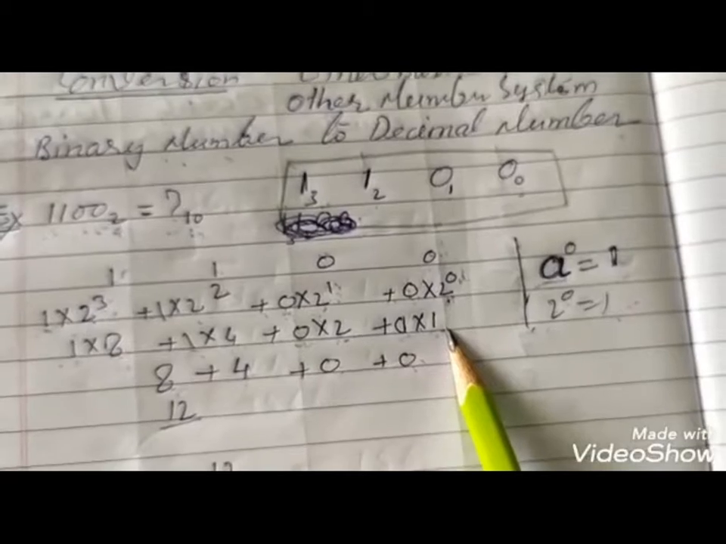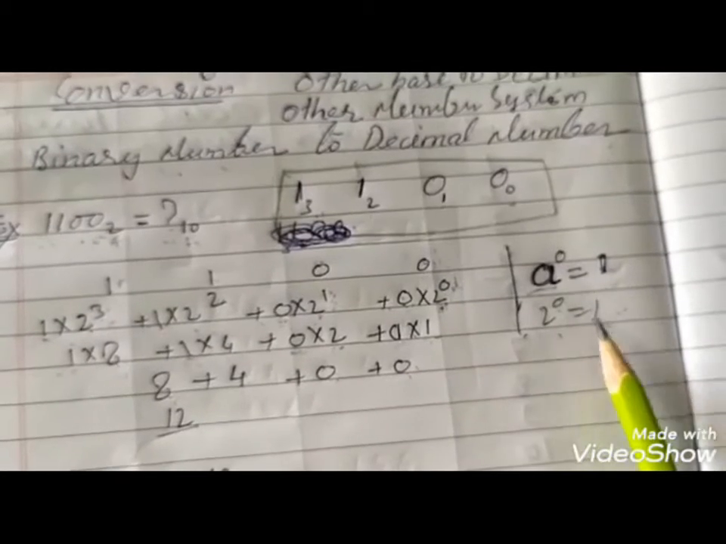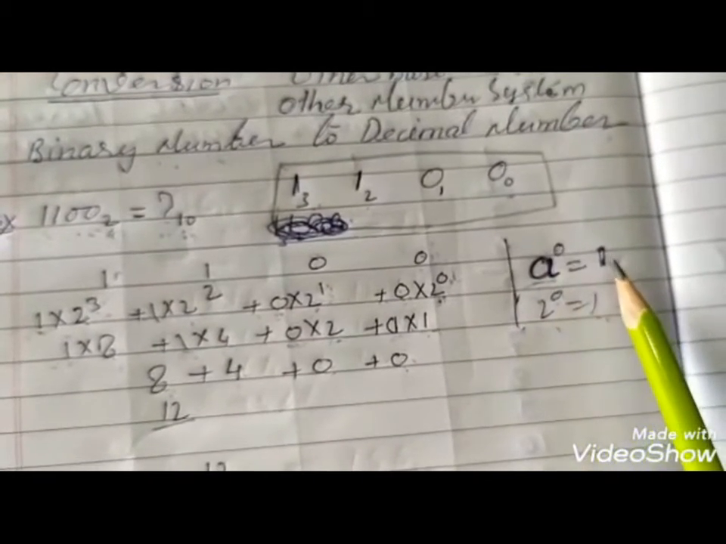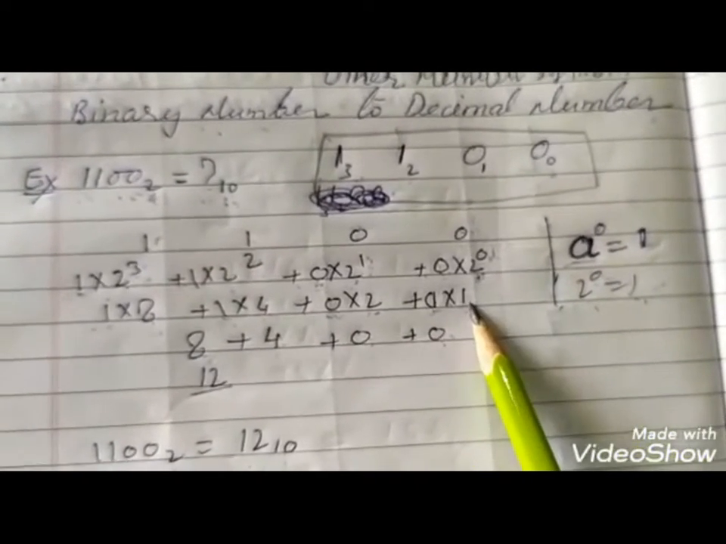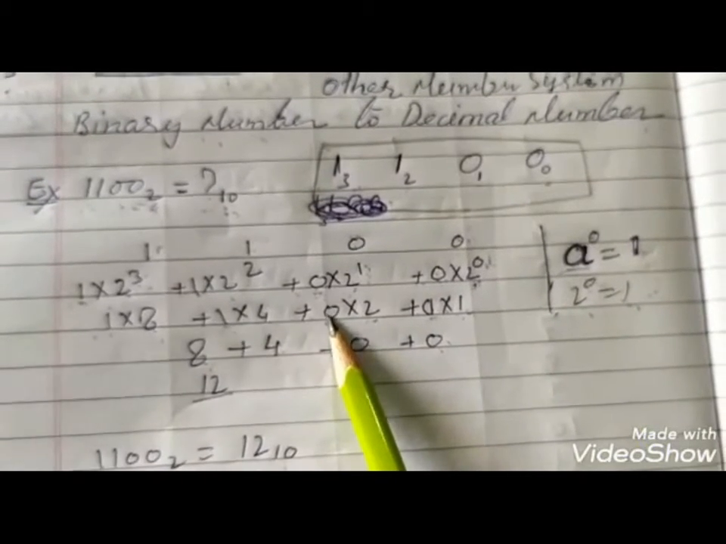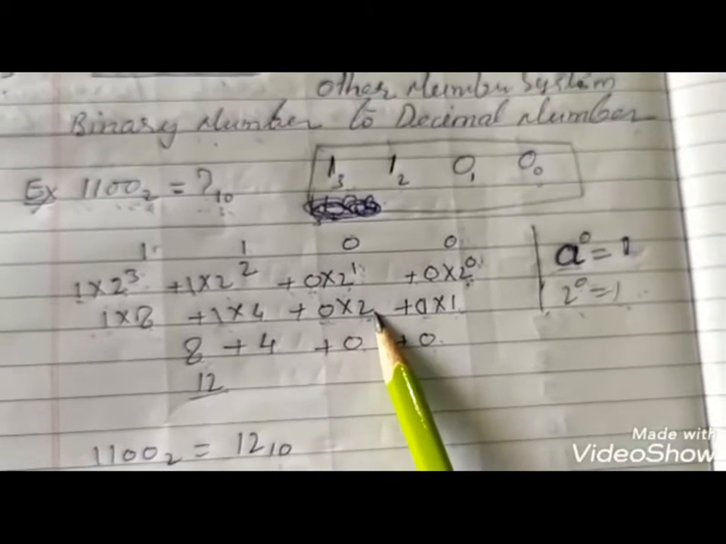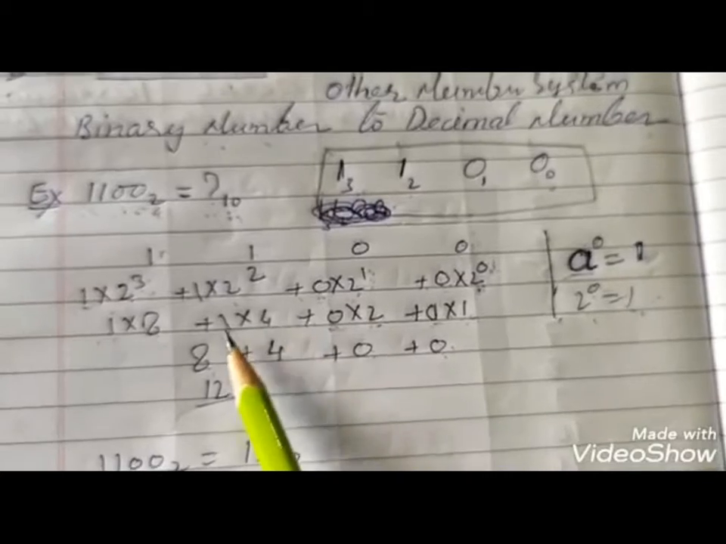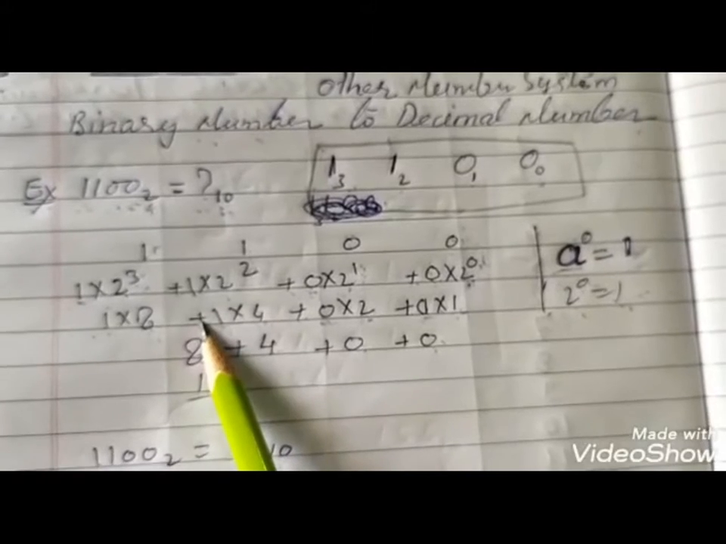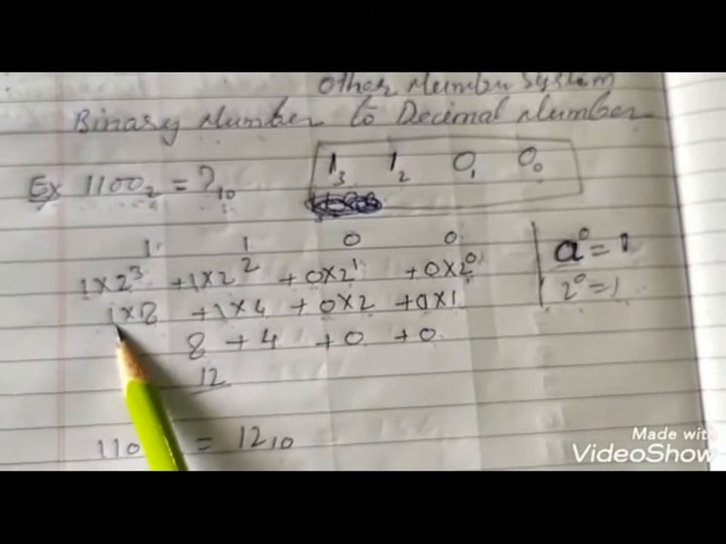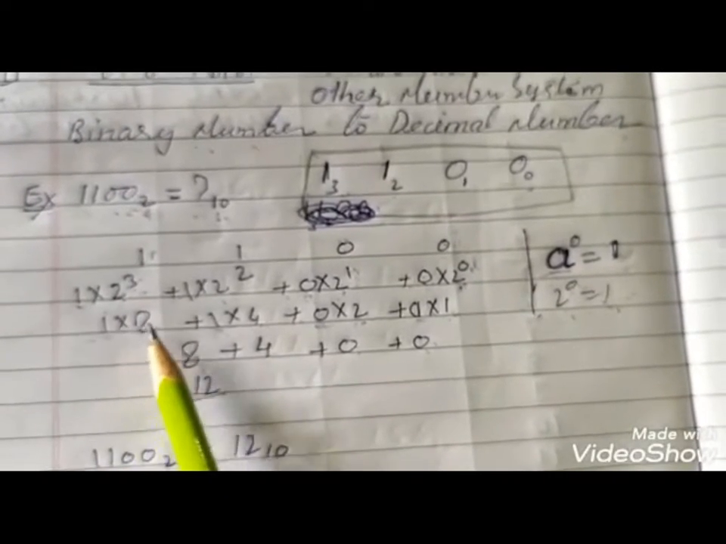Now next step is 0 multiplied by 1, 2 the power 0 is 1. If any number has a power of 0, its value is 1, so 2 the power 0 is 1. So 0 is multiplied by 1 plus 0 multiplied by 2, 2 the power 1 is 2, so 0 multiplied by 2 plus 1 multiplied by 4, 2 the power 2 is 4, plus 1 multiplied by 8, 2 the power 3 is 8.